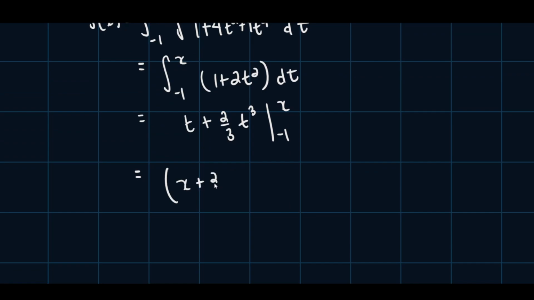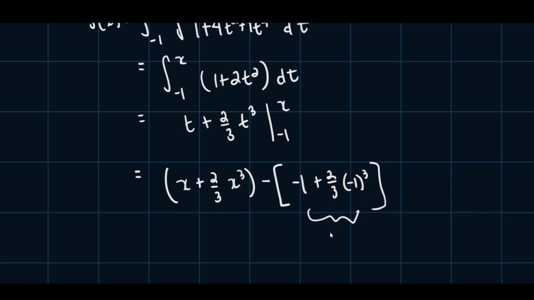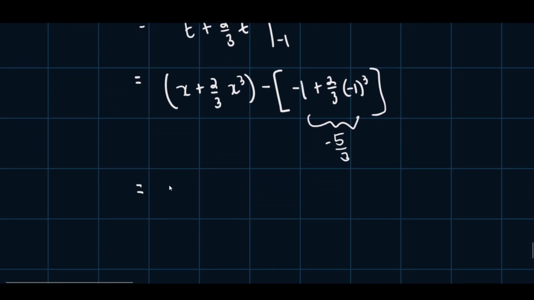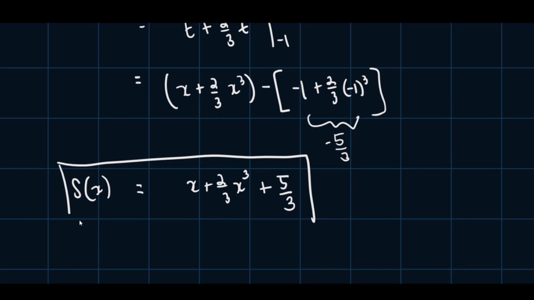So we have x plus 2/3 x cubed minus negative 1 plus 2/3 raised to negative 1 cubed. This part here again will give us negative 5/3. So simplifying, we have x plus 2/3 x cubed minus minus, so plus 5/3. So this is the arc length function of the given curve, from x equals negative 1.